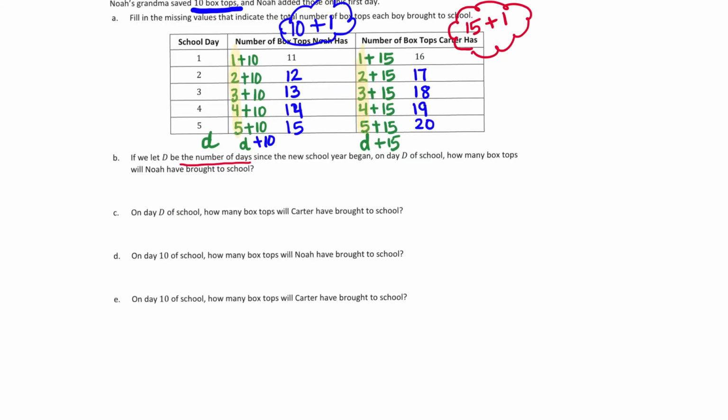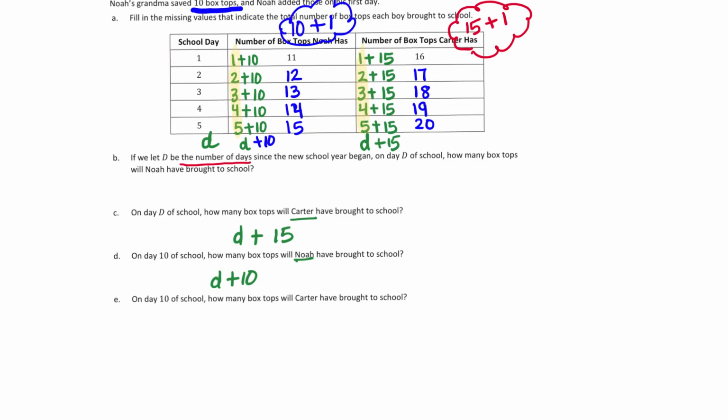So now we can just write the expression for Carter. How do we do it? We don't know the number of days. The expression for Carter would be D plus 15. And then the expression for Noah would be D plus 10.